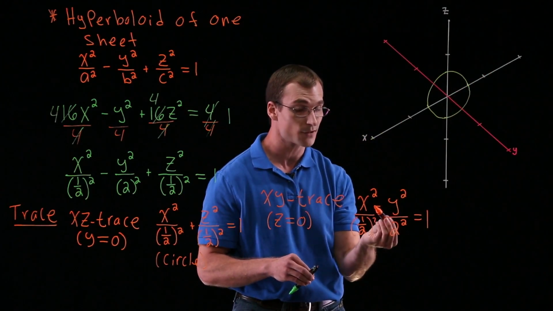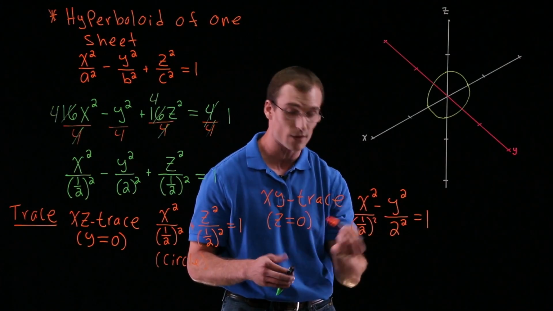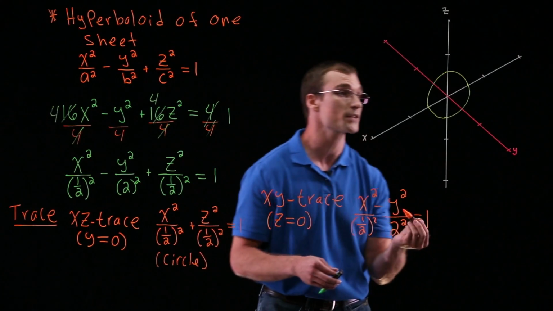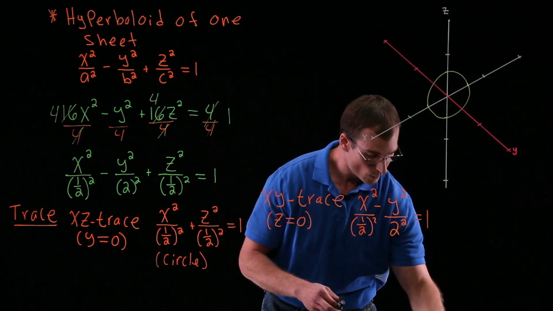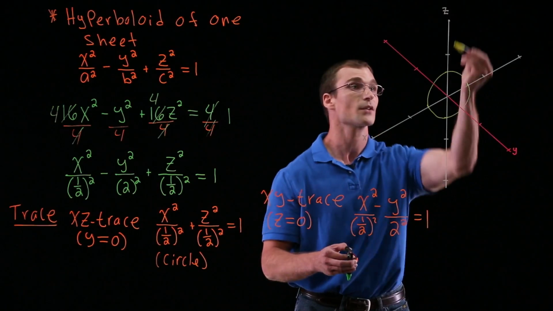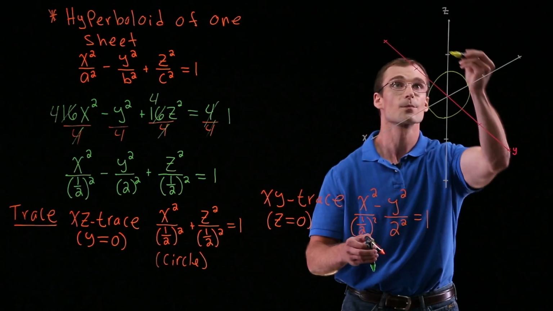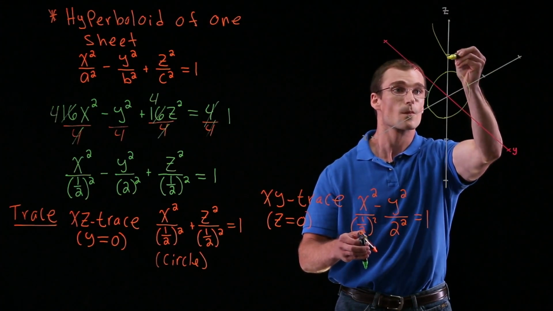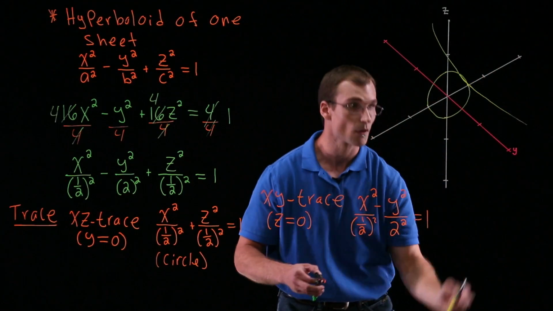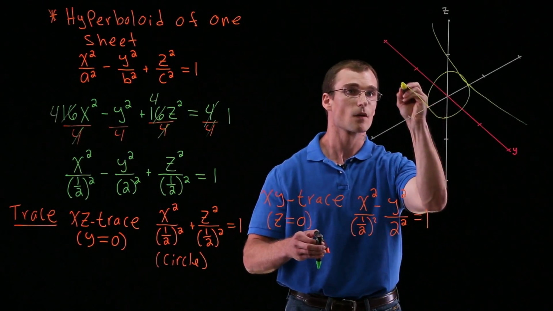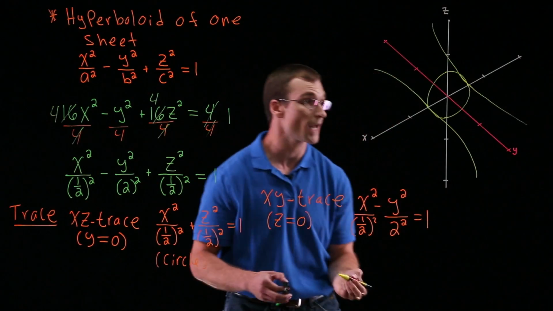Now the transverse axis is going to be the x-axis because we see the negative on the y, and our a number, the number being squared underneath x, is 1/2. So we can see that our vertex is actually going to be at 1/2, coming through and touching our circle. So we're just going to sketch these. So we want two hyperbolas coming along on our xy plane where the vertices are going to touch the outsides of our circle. Okay. So there's our xy trace.